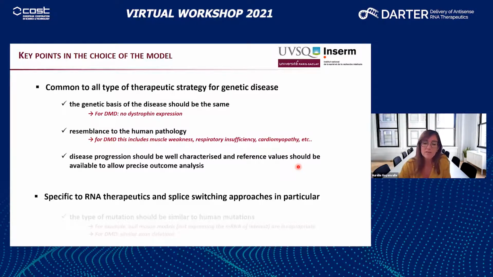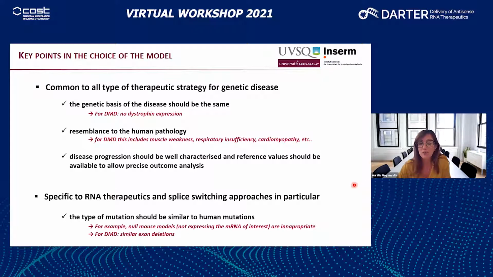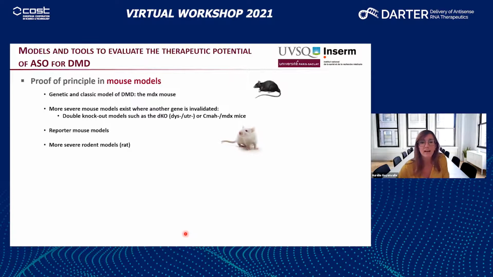But then you also have some specifics to the RNA therapeutics field, for example, the splice switching approach. In our case, you need the type of mutation to be very similar to the mutations that are found in patients. So for example, you cannot have a mouse model that's a null model, where you wouldn't have the expression of the mRNA, because you want to act on the RNA. If it's a null model, completely a knockout, that's inappropriate for this type of therapy. And for DMD, you ideally want a similar exon deletion to what you would find in patients, although you'll see that some of the common models are not exactly this.